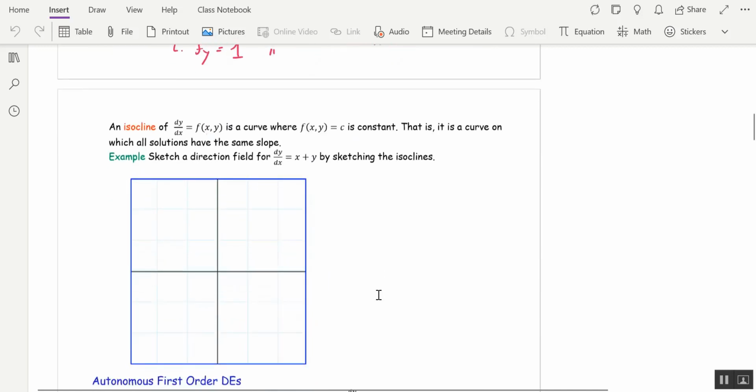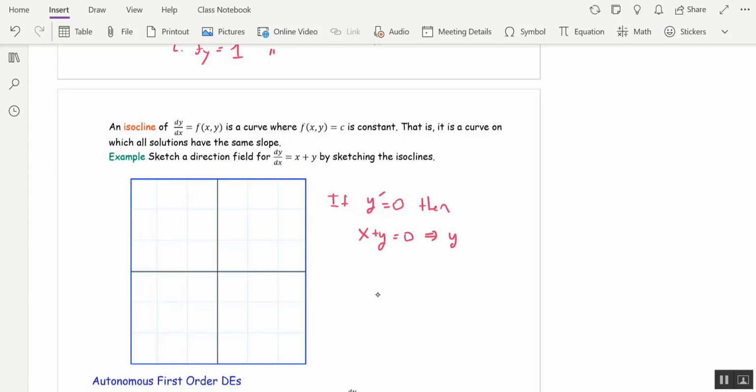So for example, I just pick some values of the slope. If I want to look at all the places on the plane where the slope is 0, so that's my f of x, y equals 0, then I know y prime is x plus y, so I'm saying x plus y is 0. Well, that's the curve y equals negative x. So that's actually a line. When I go to the line y equals negative x, everywhere on that line I'll draw little lineal elements of slope 0.